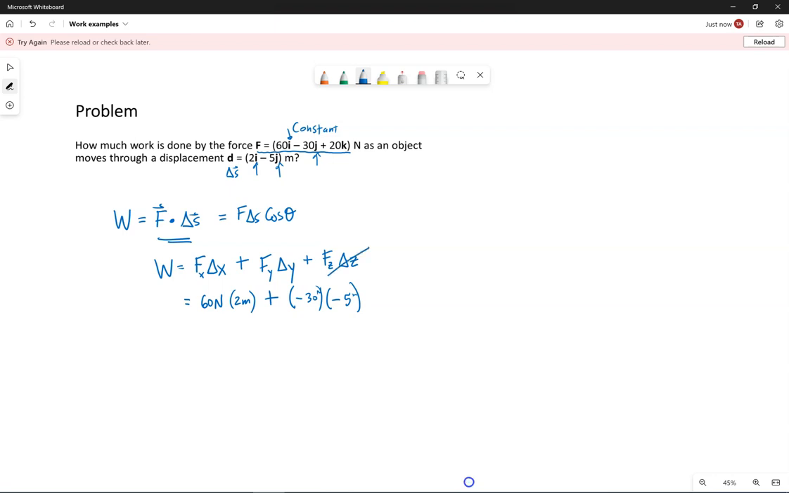In the Z direction, this last term, there is no delta Z. There is no movement in the Z direction. So even though there's a Z component of force, there's no work done by that component. So the total work done will be 120 plus 150. So what, 270 newtons times a meter is a joule. So there is the work done by that specific force as it moves through this specific displacement.